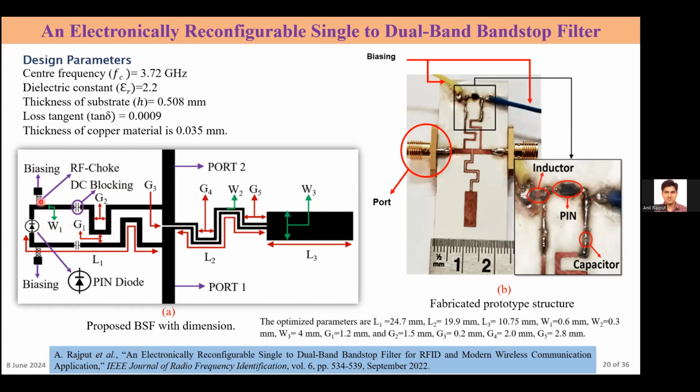So here we utilize an RF choke, or inductor. That means the RF power will not go to this DC supply. And we have utilized a DC blocking capacitor. That means the DC power supply will not go to this RF source. So by this arrangement we can protect both the RF source and DC source from each other.